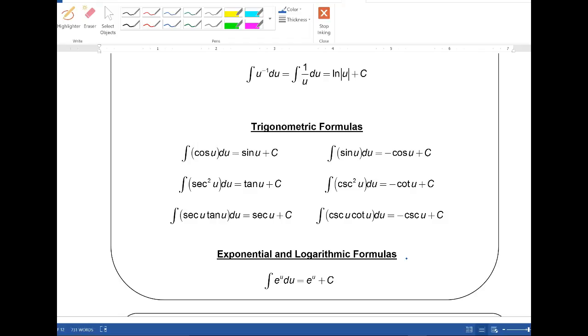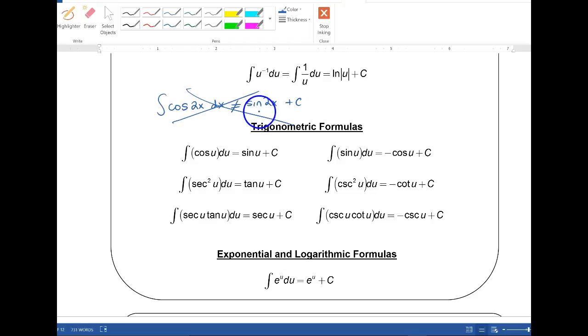So what we're going to look at in this section is compositions. So we know the antiderivative of cosine is sine, but what about the antiderivative of cosine of 2x? This is not equal to sine of 2x plus c. Okay, no, we can't do that.